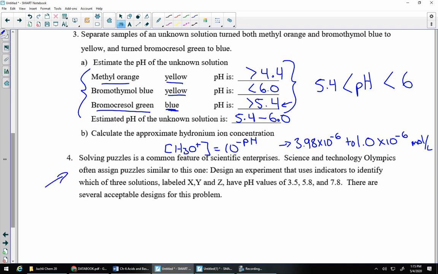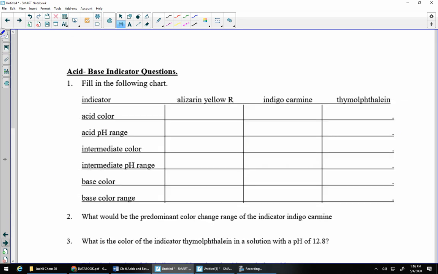So question 4, I'll just get you to think about it. If you want to try this out, that's okay, but you don't have to. Solving puzzles is a common feature of scientific enterprises. The Science Olympics actually does this one. Design an experiment that uses indicators to identify which of the solutions has a particular pH. You've got three unknown solutions, X, Y, and Z, and you know the pH values, but you don't know which pH belongs to which unknown. Could you design an experiment that uses indicators to figure that out? Again, if you want to, go for it. If you don't want to, don't worry about it too much.